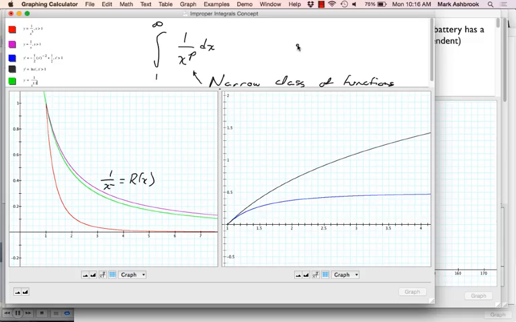So, when we look at others, how do we know if they converge or diverge? We just have to do the math. So, for instance, converge or diverge? Converge, because 10 is greater than 1. Okay?